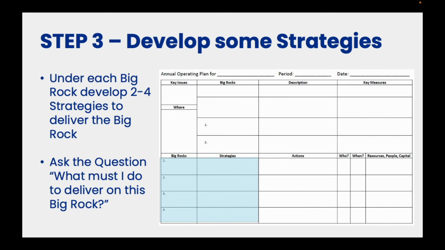All right, so once you've got your big rocks done, you just then copy the name of the big rocks down into the far left-hand column down the bottom, and then you develop 2 to 4 strategies, maybe even 1 could be, just to deliver that big rock. All right, and the question you're asking yourself here is, what must I do to deliver on this big rock? And so if it's grow our client base or grow the number of clients, some of your strategies there could be improve our marketing, improve our referral processes, and improve our sales conversion. Could be the 3 strategies that you have under that space. So that gives you that example.